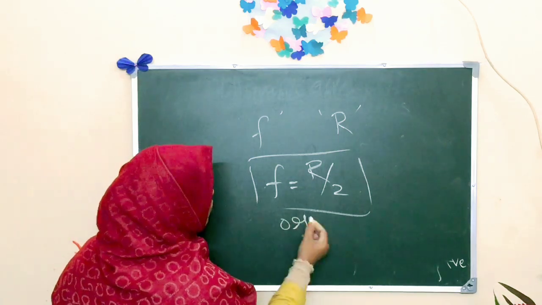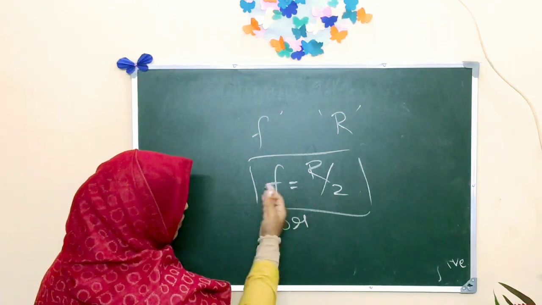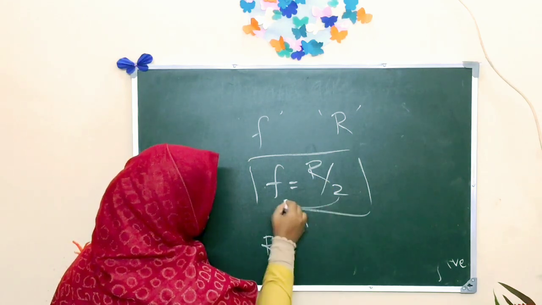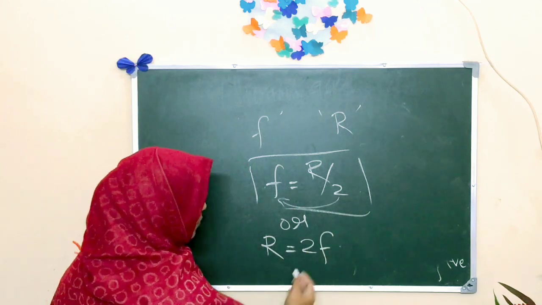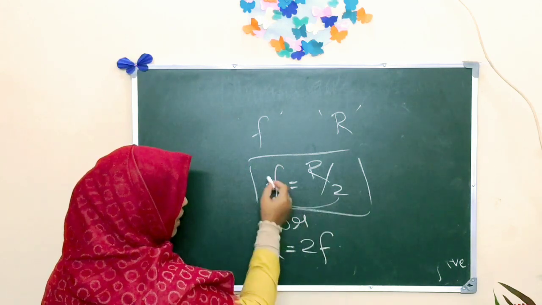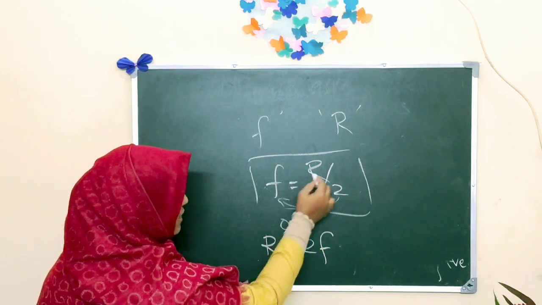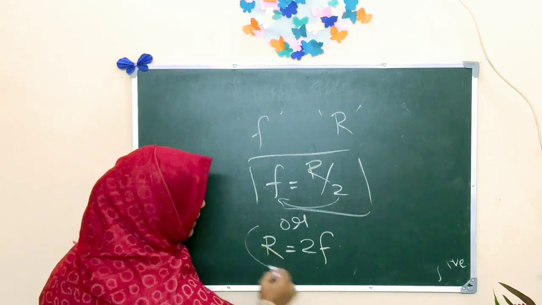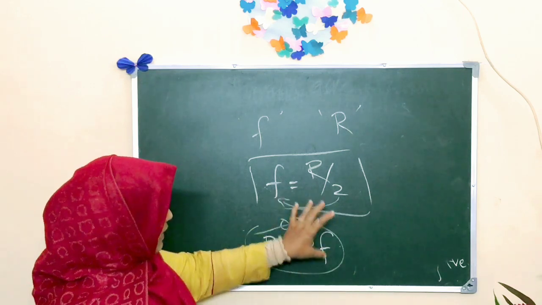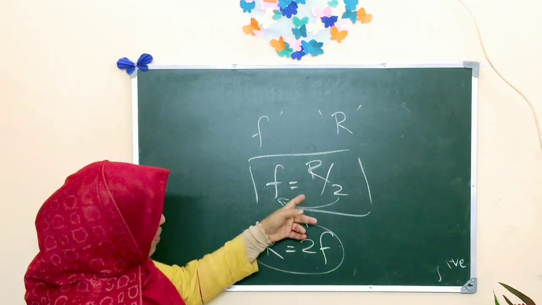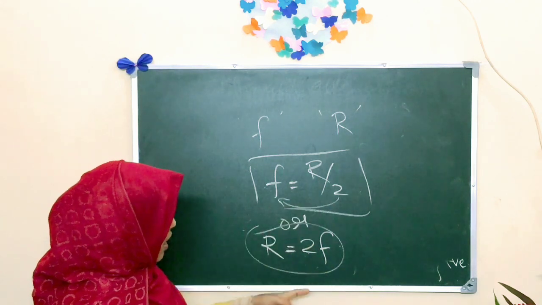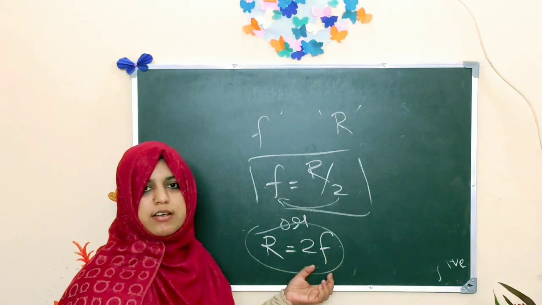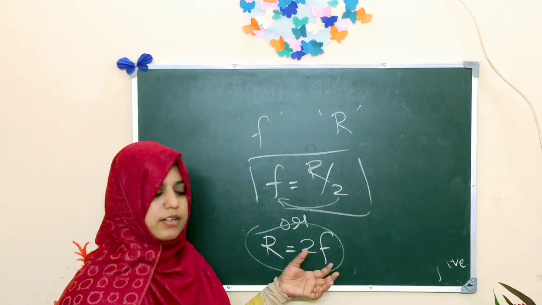We can also write this equation this way: R equals 2f. So f equals R by 2, or R equals 2f. Study these two equations; the rearrangement of this equation is this one. By using this equation, now I am giving one problem here.